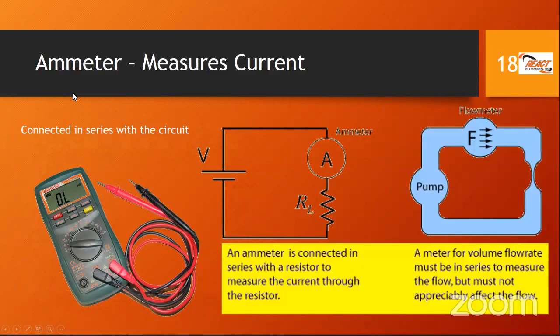An ammeter measures current. And note that when you're connecting an ammeter, unlike a voltmeter, remember we said we connected in parallel? Well, an ammeter that's measuring current, you connect it in series, right? So notice where you put the ammeter, it's in series with the circuit.